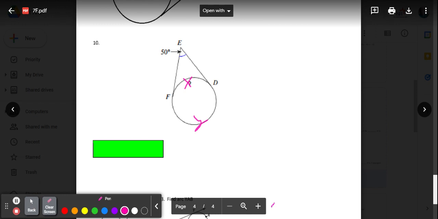Okay, we know, and I'm just going to put the first one off to the side, that X plus Y equals 360, because those are the two arcs that make up the full circle. Okay, so we know that X plus Y equals 360.